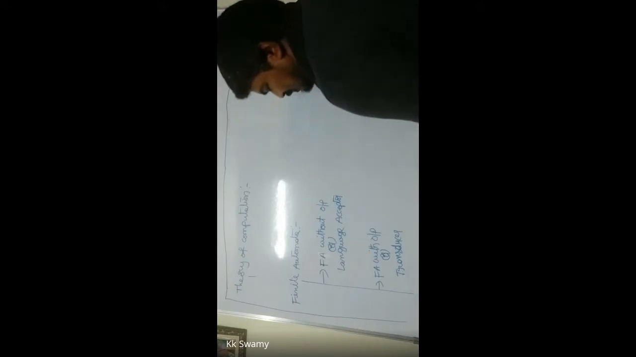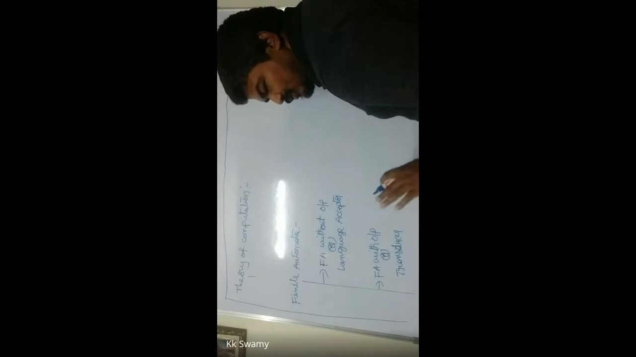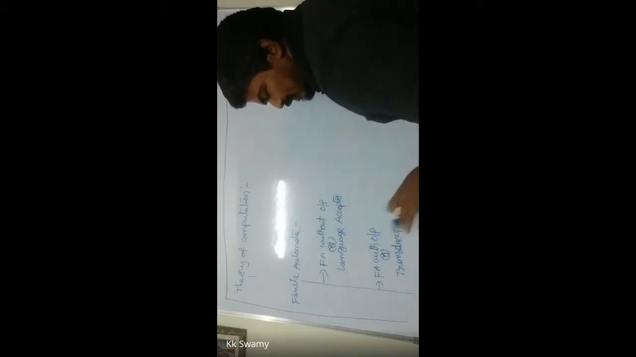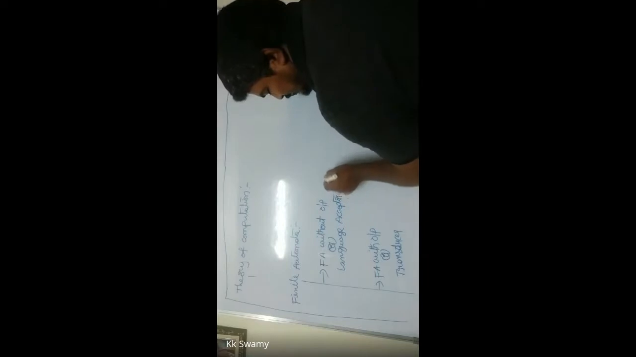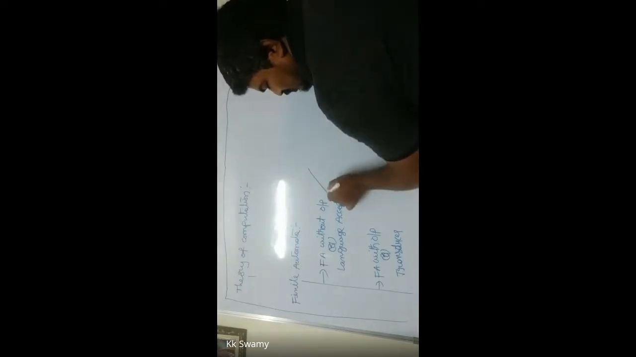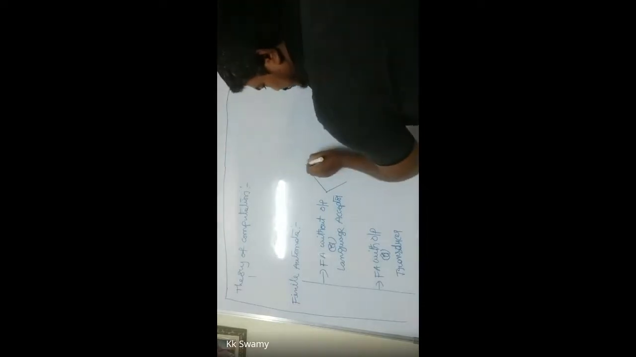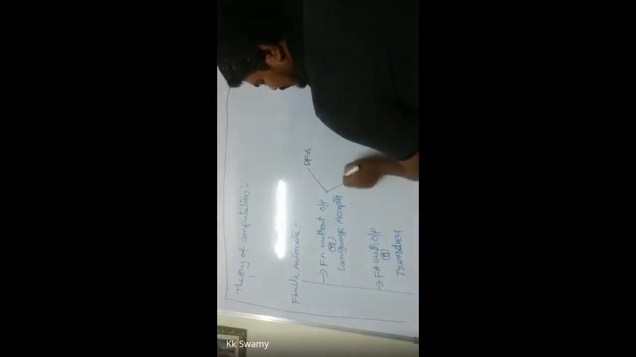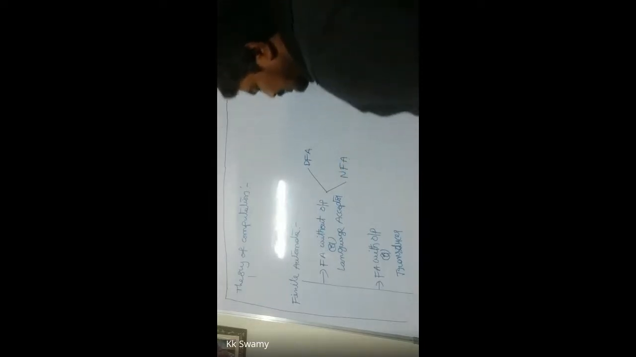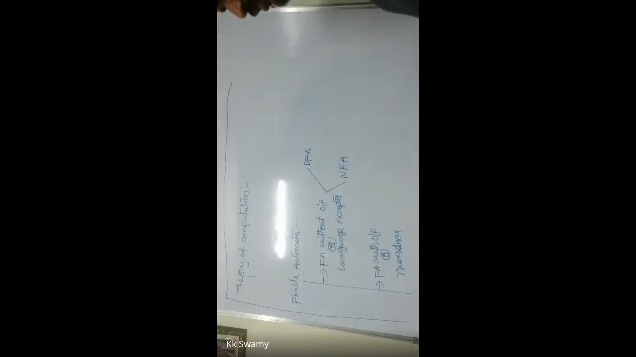Okay, first one is called finite automata without output. That means here we are not going to generate any output. Simply it tells whether the particular string is valid or invalid, that is, accepted or unaccepted. For this application, we have two kinds of machines for implementing this concept. That is called DFA and NFA. DFA is deterministic finite automata, and NFA is non-deterministic finite automata.